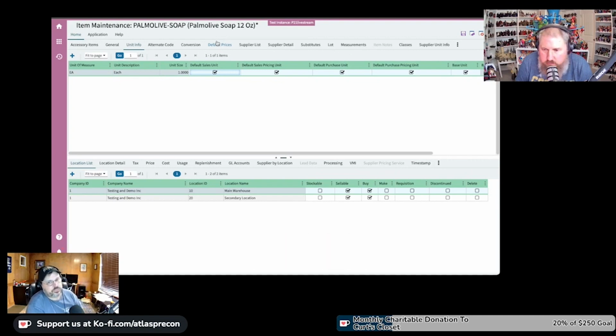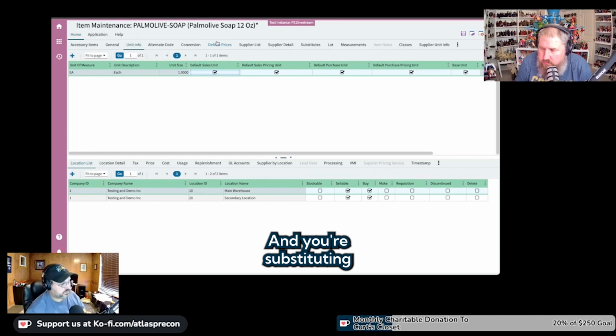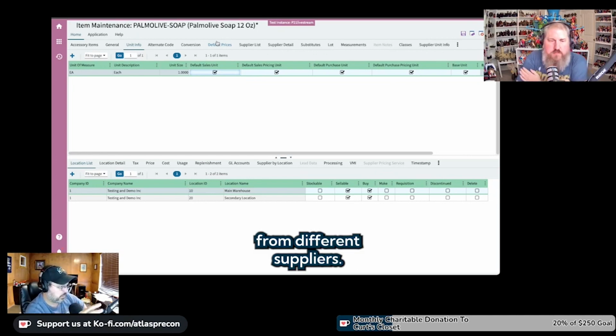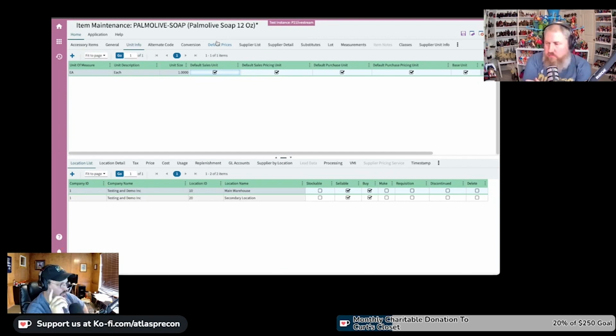Now, if you substitute a lot, and you're substituting similar products from different suppliers. So 3M makes, I'm not using masks. I refuse.